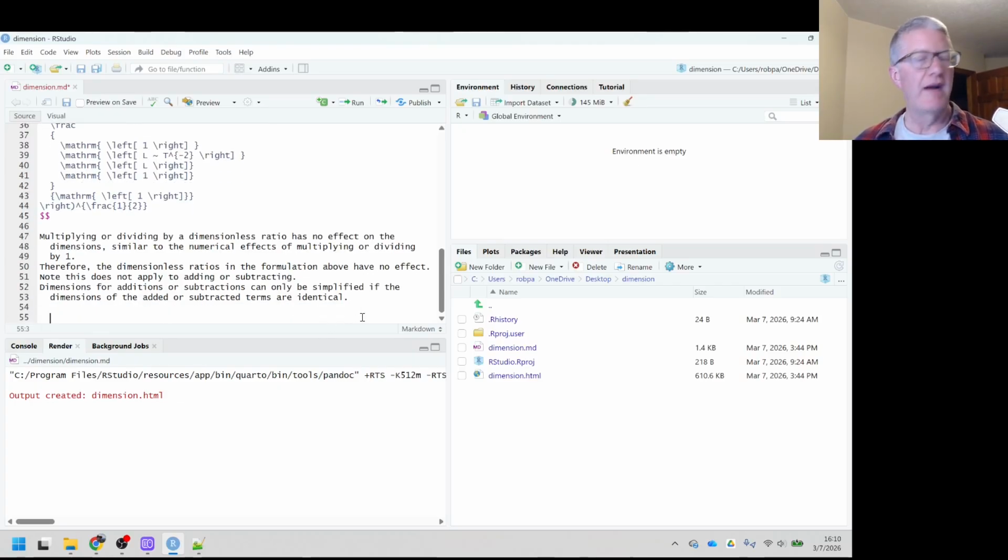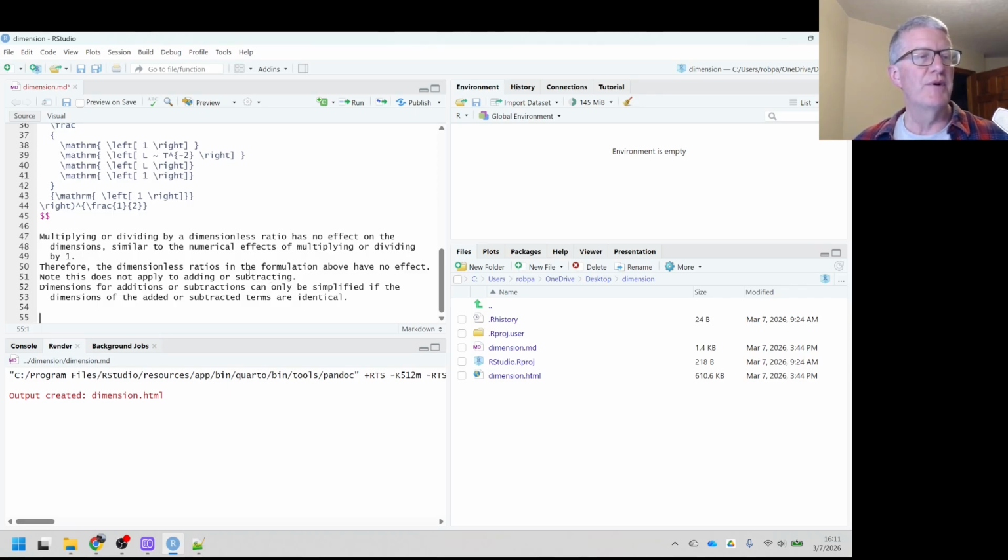So that's a paragraph of text, and it's saying multiplying or dividing by a dimensionless ratio has no effect on the dimensions, similar to the numerical effects of multiplying or dividing by 1. Therefore, the dimensionless ratios in the formulation above have no effect. Now, there's an important clarification here. Note this does not apply to adding or subtracting.